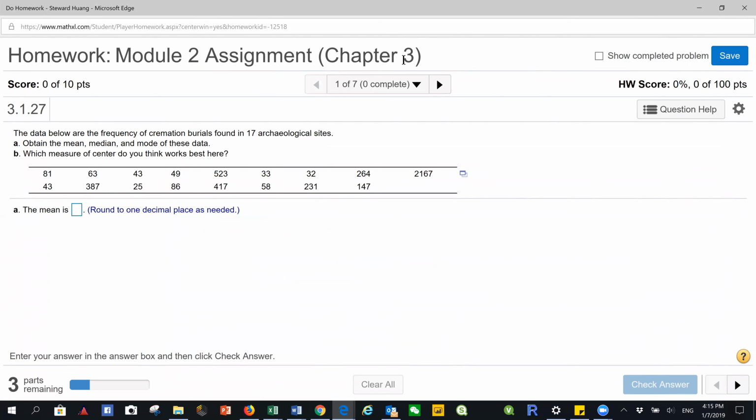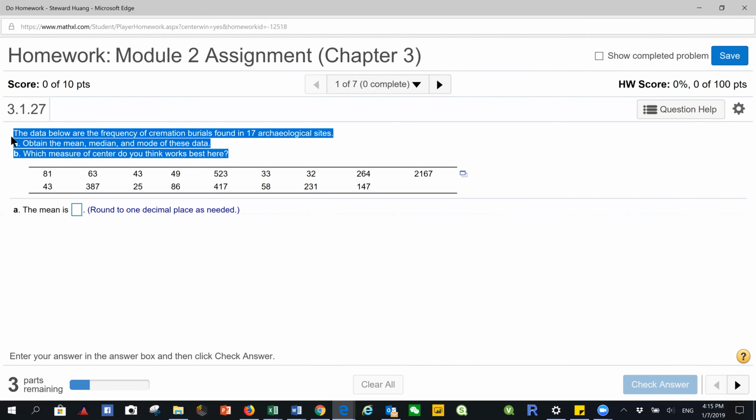Assignment 2 covers chapter 3, and I only use 7 questions here, so this course is not too heavy, not too time consuming, while you can still practice what you learn in the lecture. Okay, doable for you.